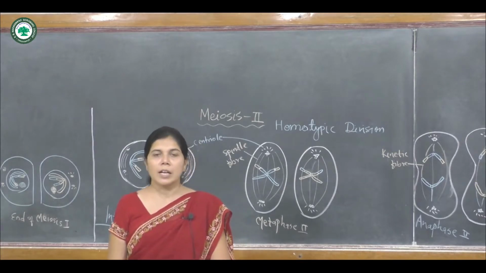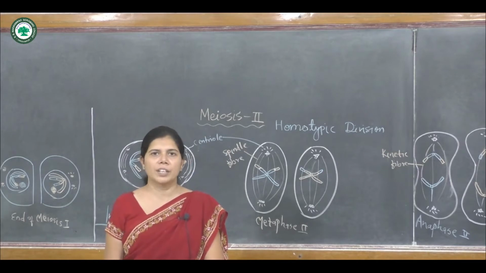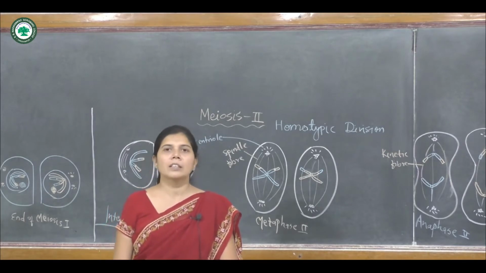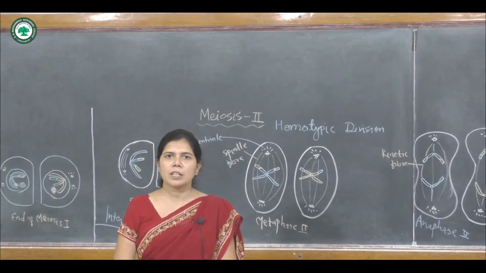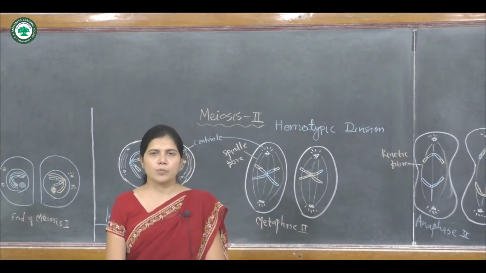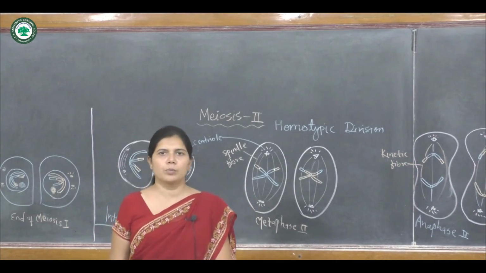Directly we can say that the meiosis process is the basic need for genetic variation, and here the complete cell division is over: mitosis, meiosis I and meiosis II. Thank you.